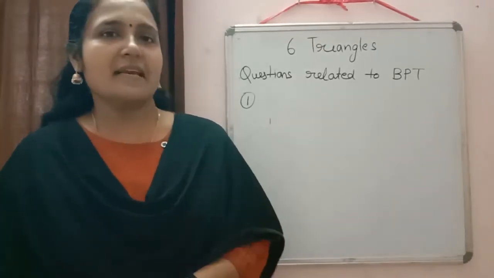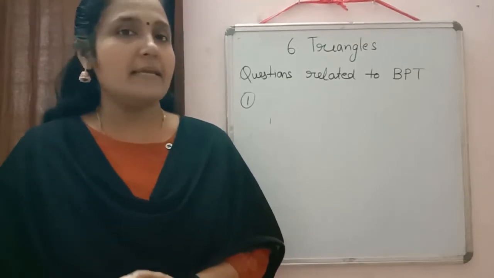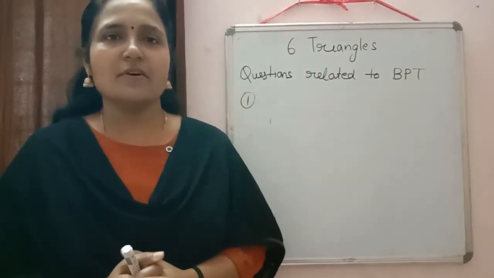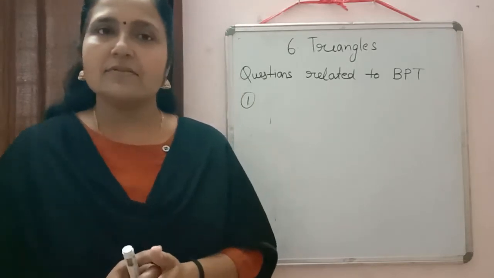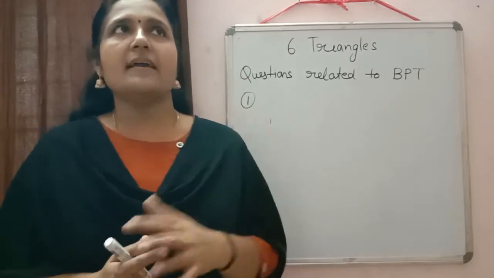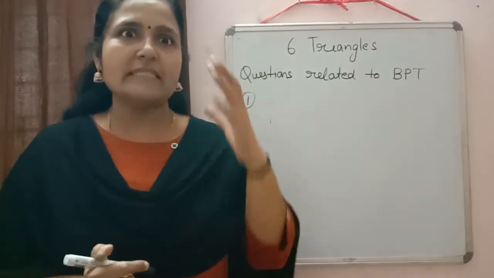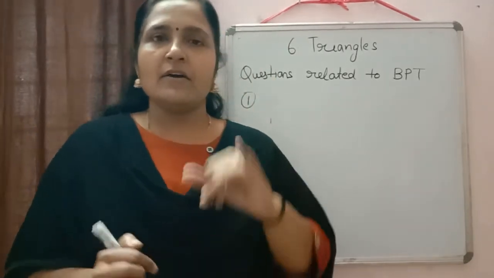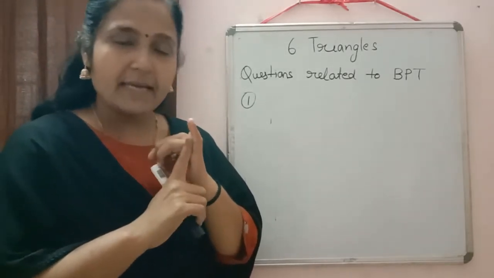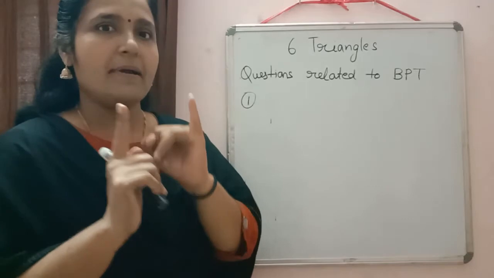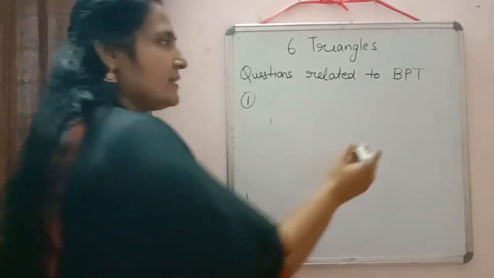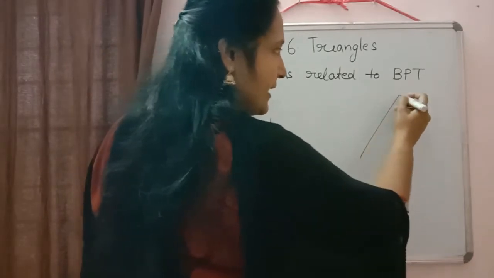In the previous class we studied the BPT theorem and its converse, and we did some questions related to it. So in this class also we'll continue with the same type of questions. Once again we can first revise what we studied in the BPT theorem. The first condition: the basic proportionality theorem and its converse are applicable in a triangle only. So first you have to check whether you have a triangle in the figure.